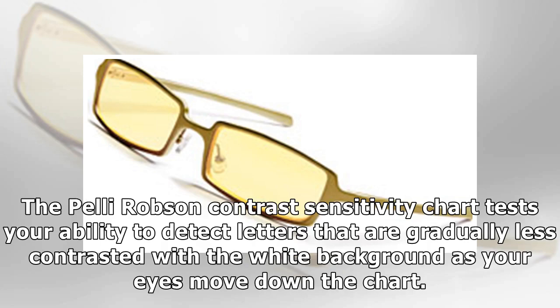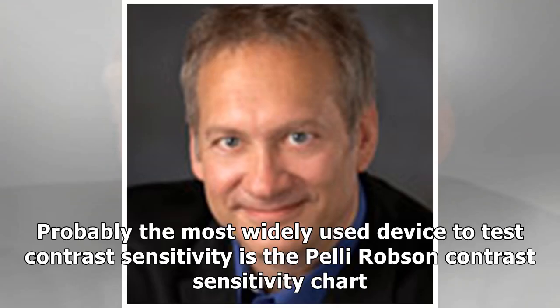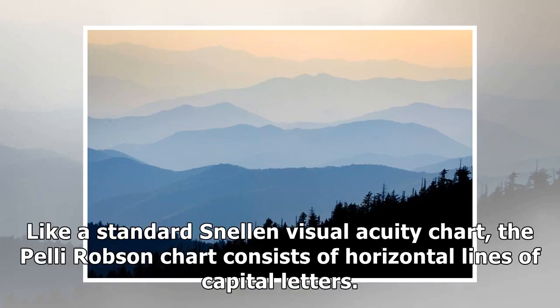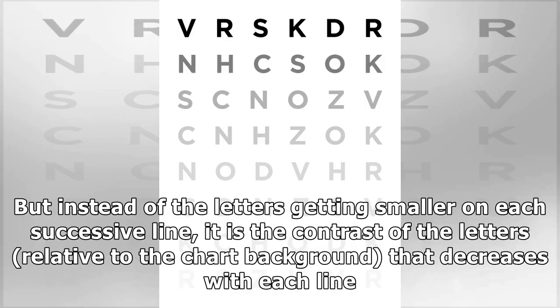The Pelli-Robson Contrast Sensitivity Chart tests your ability to detect letters that are gradually less contrasted with the white background as your eyes move down the chart. Probably the most widely used device to test contrast sensitivity is the Pelli-Robson chart. Like a standard Snellen visual acuity chart, it consists of horizontal lines of capital letters. But instead of the letters getting smaller on each successive line, it is the contrast of the letters relative to the chart background that decreases with each line.